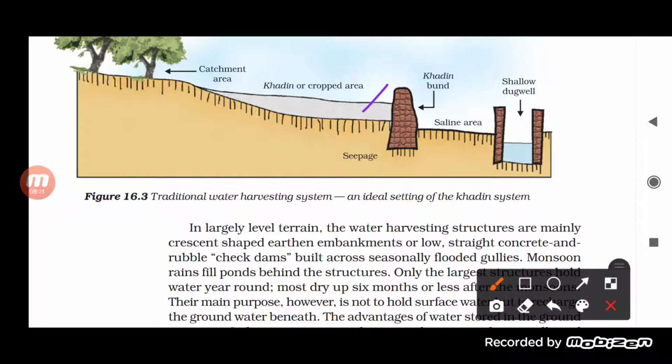And not only this, this is khadin band. Sometimes when the khadin gets filled with the water, then they used to make a hole here also, in order that the water will reach this shallow dug well. Okay, so if an excess amount of water is there, that can easily pass through to this shallow dug well, and it is good because the water is stored here. It can be used for agriculture purposes, as well as this water will help in enhancing the underground water level due to seepage.